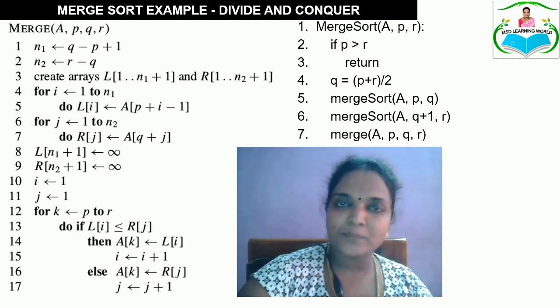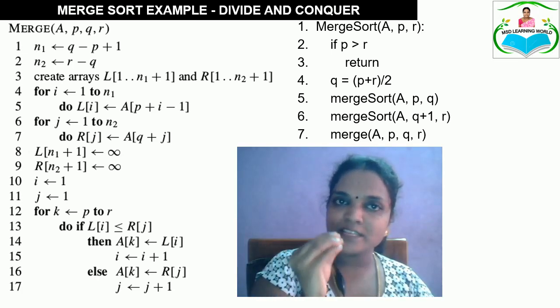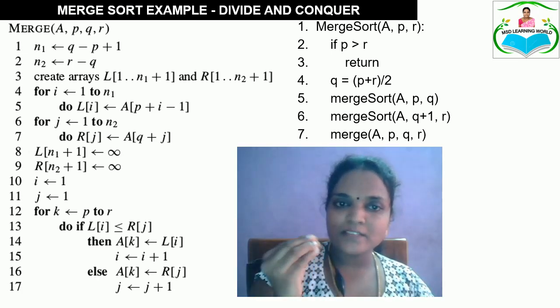Q minus p, where q is the middle pointer and p is the starting pointer, plus 1 will be n1. And r minus q will be n2, where r is the ending pointer and q is the middle pointer. So initially when you have a single element, both n1 and n2 will be the same. Then it starts checking the left and the right subarray. The left elements will be placed in L of i, and the right elements will be placed in R of j.